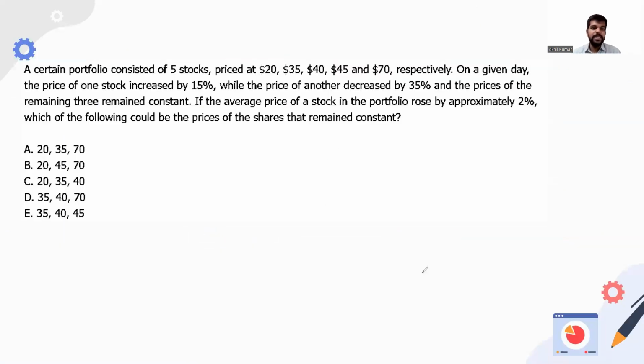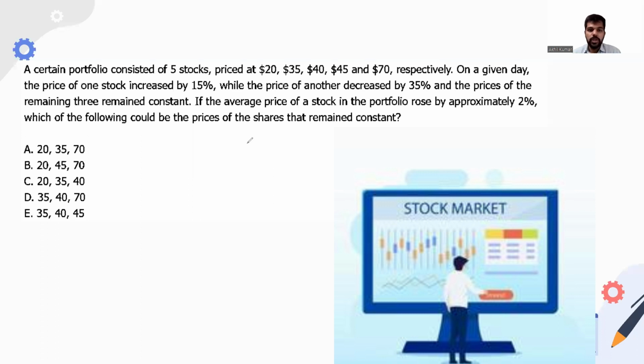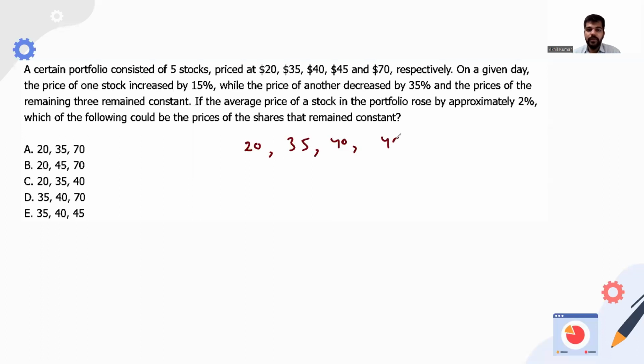Question number 3 is based upon stocks. There are five stocks: $20, $35, $40, $45, and $70. It is given that one stock is increased by 15% and another stock is decreased by 35%. Now, the problem here is that they have not mentioned which stock is increased and which stock is decreased. That we need to figure out. After that, it has mentioned that the remaining three stocks are constant.